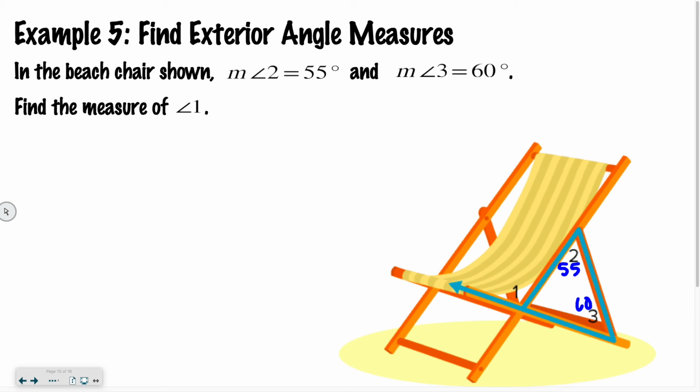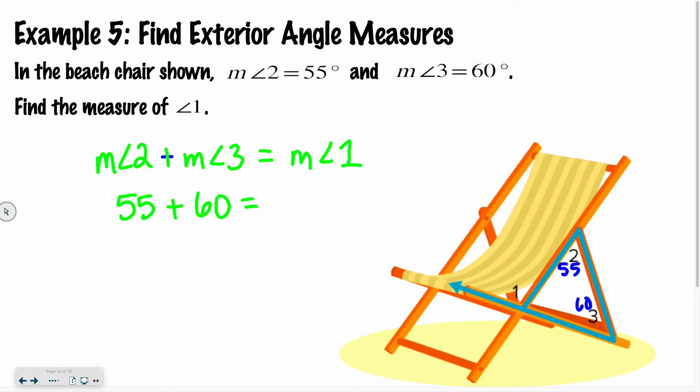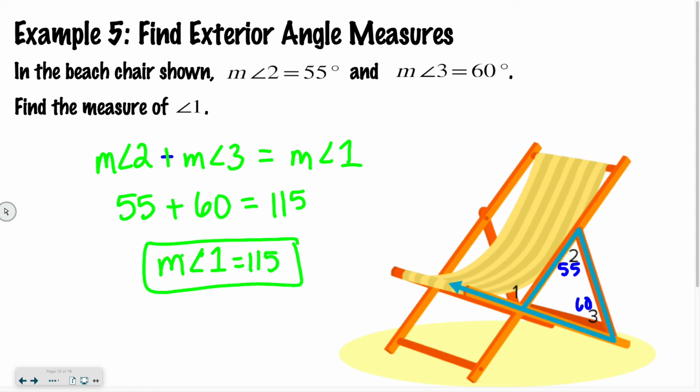So in this case, angle 2 and angle 3, they don't touch angle 1. So if I just say the measure of angle 2 plus the measure of angle 3, that would equal the measure of angle 1. So 55 plus 60 equals 115 for angle 1. So you'd say the measure of angle 1 equals 115. And that's all you'd have to do. You just add those two angles together and you are good to go.